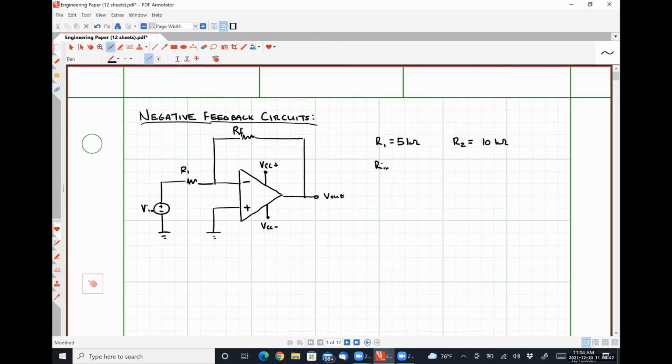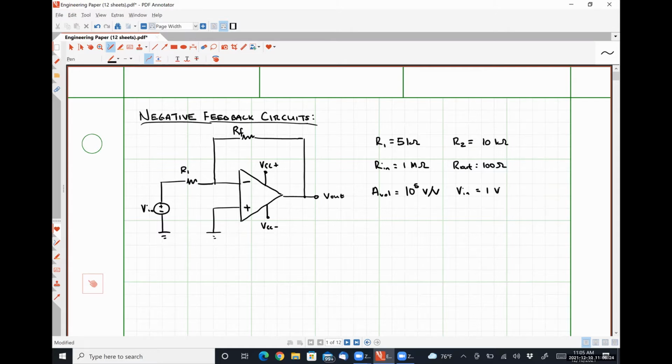The input resistance of our op amp, Rin, is 1 megaohm. The output resistance of our op amp is 100 ohms. Our open loop gain, AVOL, is 10 to the 5th volts per volt. And our input voltage here is simply a value of 1 volt. We're going to analyze the circuit and determine multiple different quantities. We're going to get a little bit more in depth than what we did back in Circuits 1.